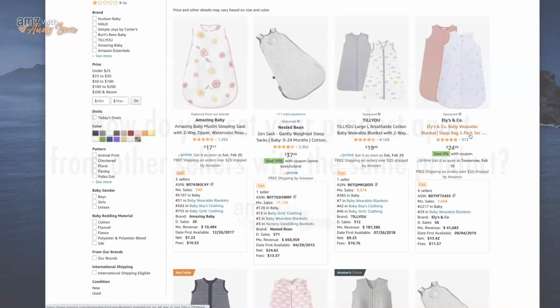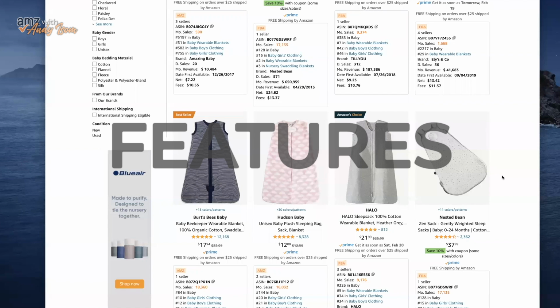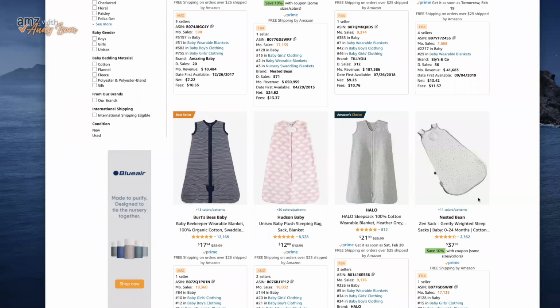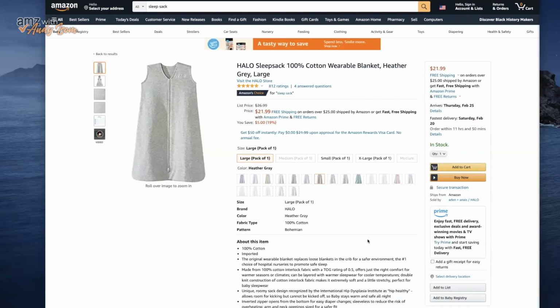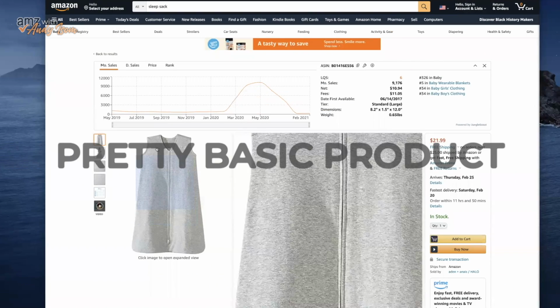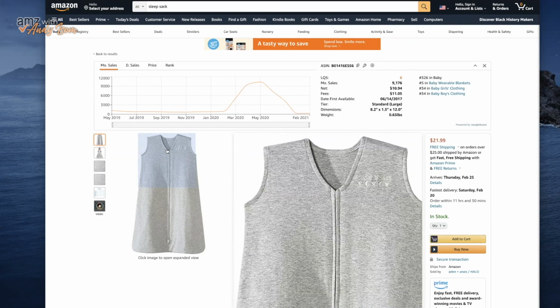Well, looking at sleep sacks right here, there's all sorts of different features of this product. That's the first thing you want to nail down. Let's do Halo, because Halo is one of the biggest brands out there for sleep sacks. This is a pretty basic product. If I'm looking at this one right here, there's not a whole lot of features here.